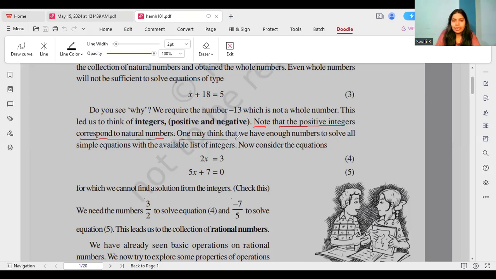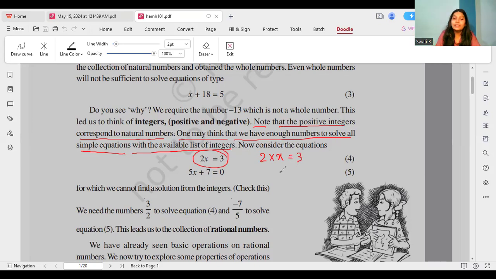One may think that we have enough numbers to solve all the simple equations with the available list of integers. That means we can use natural numbers, whole numbers, and now integers as well to solve any kind of equations. But there is another equation like this: 2x equals 3. What is the meaning of 2x here? That 2 is getting multiplied with x, equals 3. The question is, what will you multiply with 2 so that your answer would be 3? Okay, you will be amazed that, of course, in 2's table, 3 does not come. So how can we get the answer?